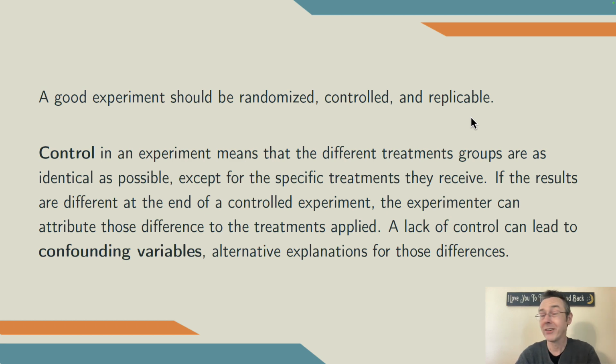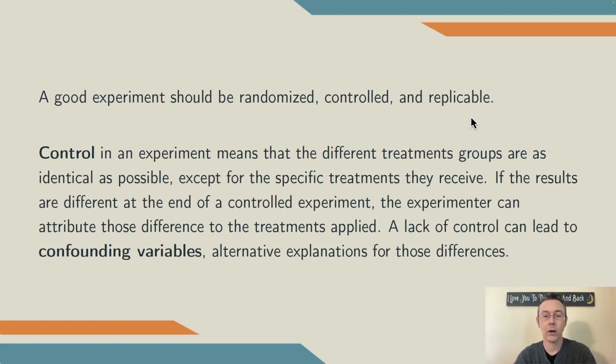If the results are different at the end of the experiment, we'd like to be able to point to the treatment and say that's the reason. So thinking about randomization as it relates to this, if we allow the subjects to select which group they're in, then there's another variable in there, which group they have chosen. Why have they chosen it? Are they different in some way? Similarly, if we allow the researcher to decide, we could run into similar issues.